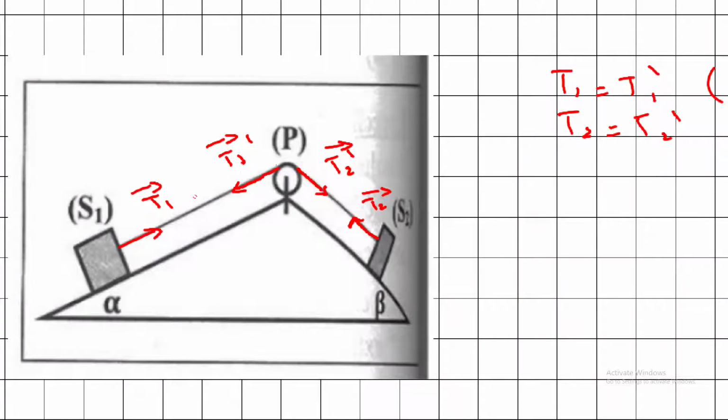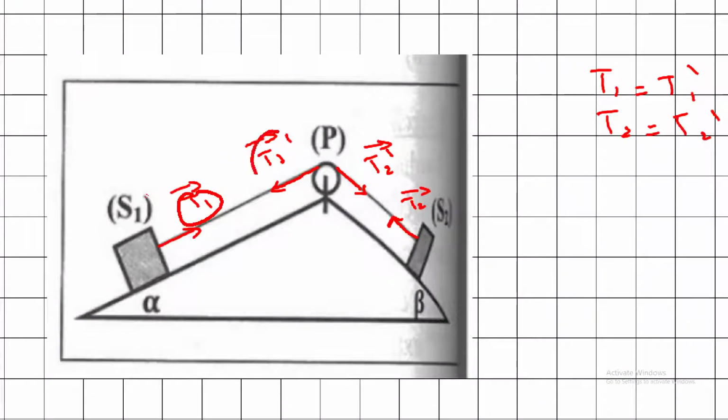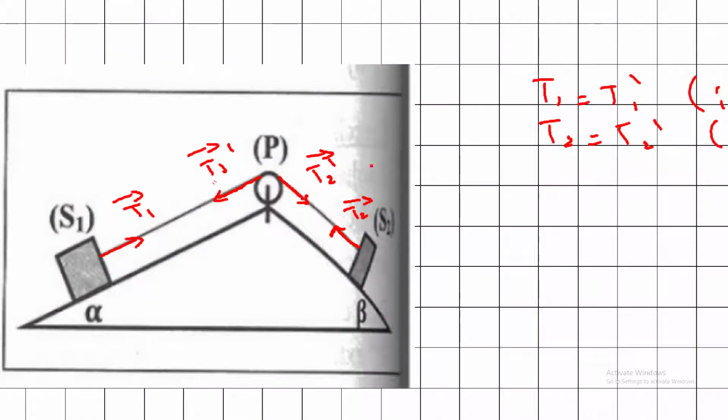But now we cannot say that T1 prime is equal to T2 prime, simply because although the string is inextensible, it overpasses a body that undergoes a rotation. So here let me repeat that T1 is equal to T1 prime because simply the string is inextensible and it doesn't pass through another body that undergoes rotation. T2 is equal to T2 prime because the string is inextensible and it doesn't overpass a body that undergoes rotation. Now in this case, T2 prime is not equal to T1 prime because although the string is inextensible, it overpasses a body that undergoes rotation.